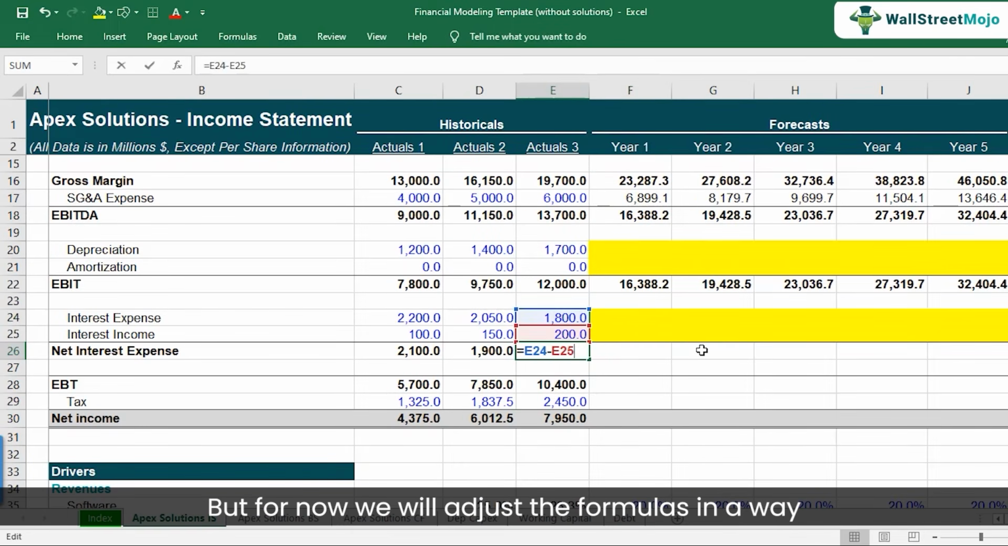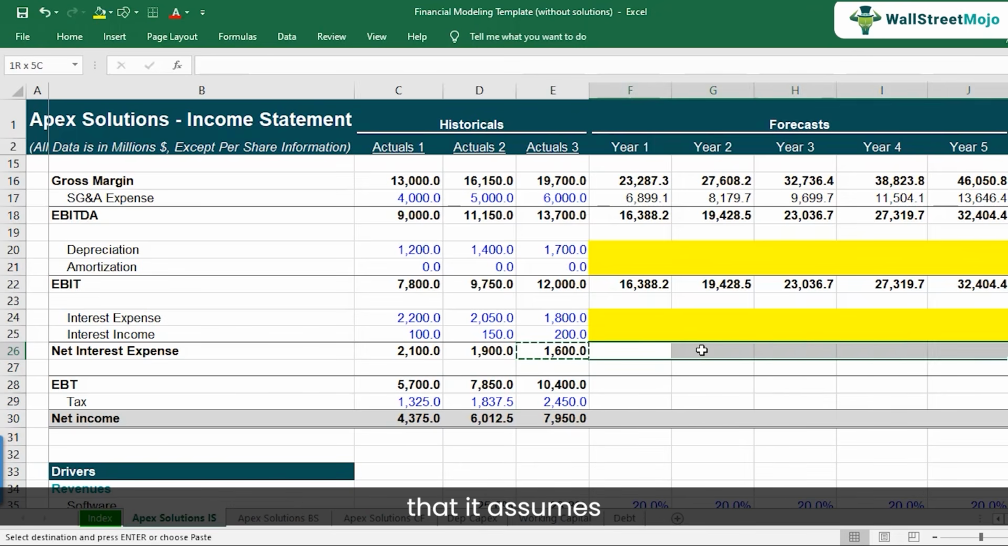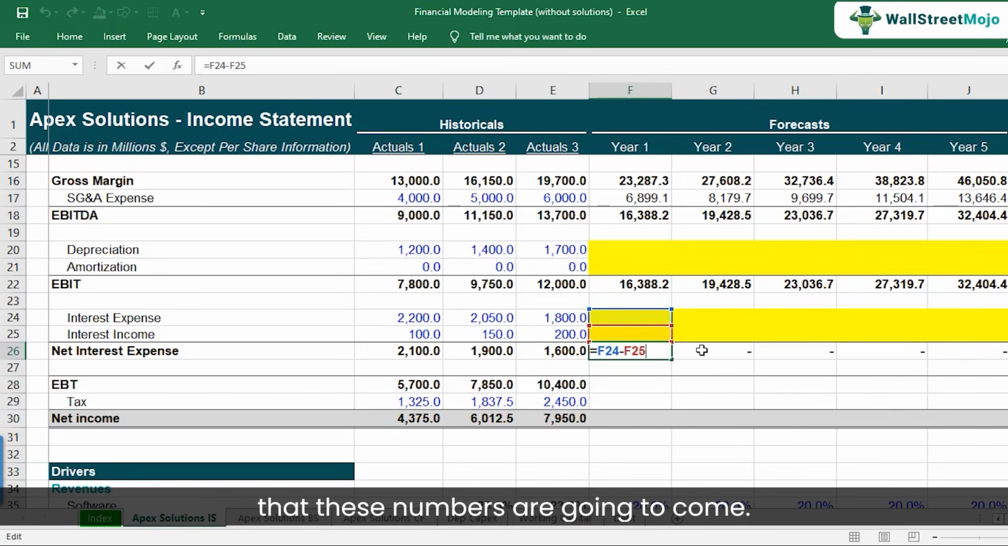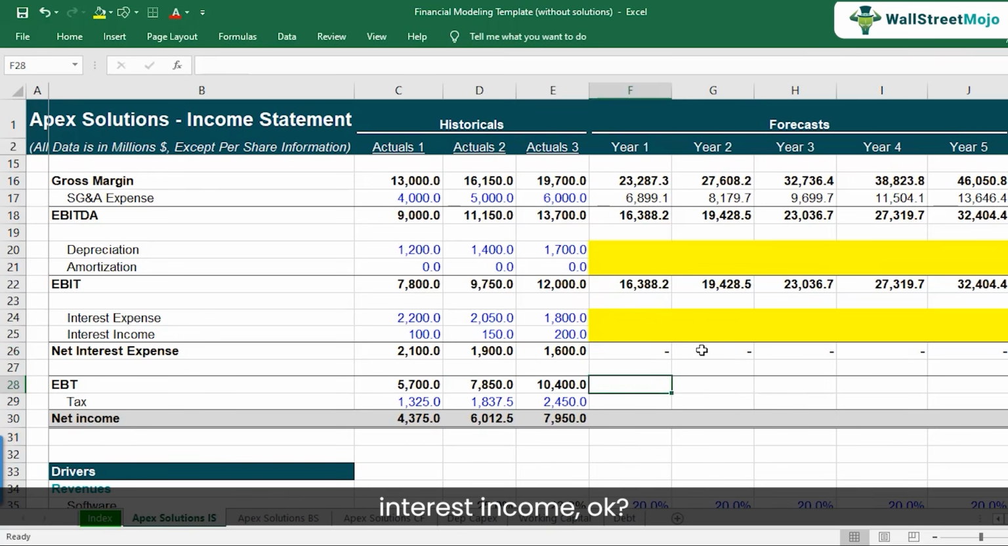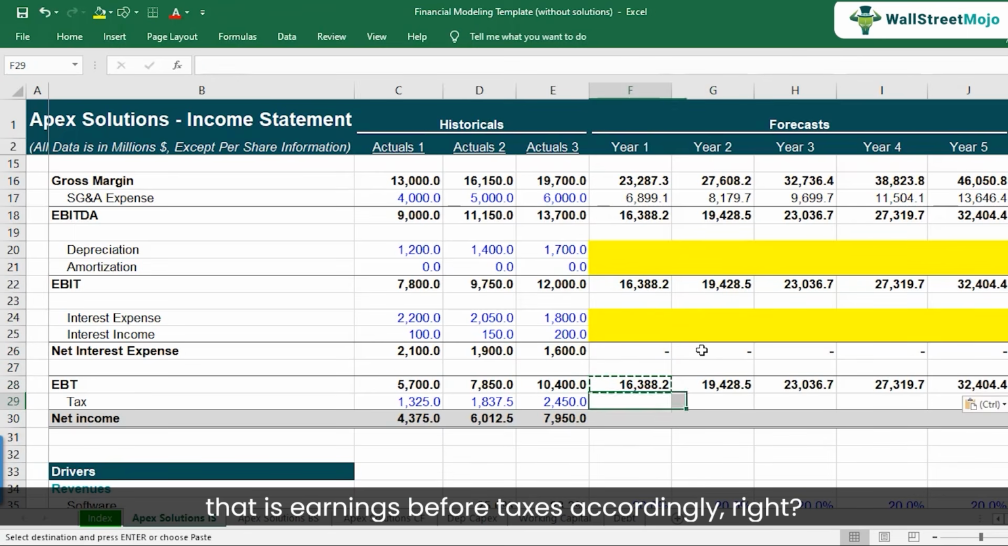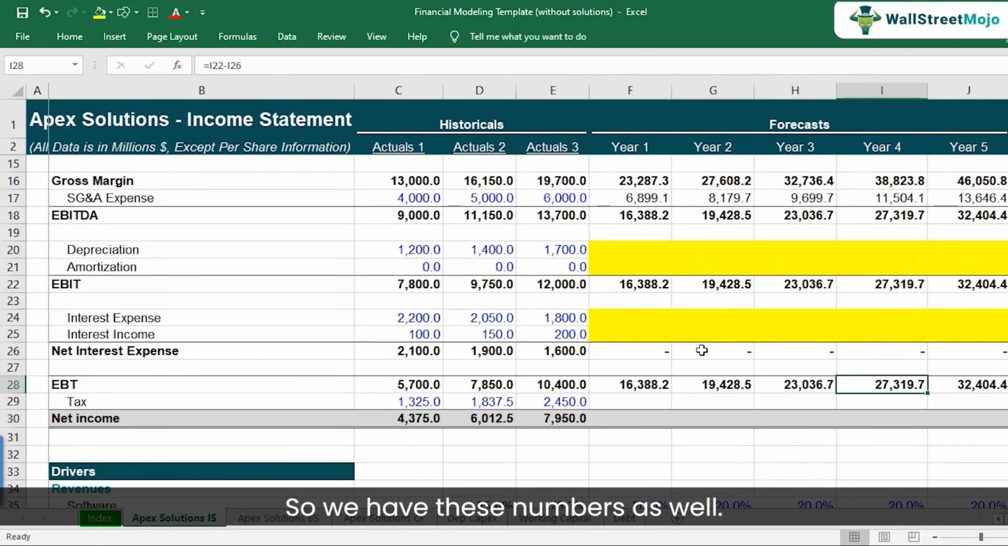But for now, we will adjust the formulas in a way that it assumes that these numbers are going to come. So net interest expense will be interest expense minus interest income. So we can calculate the EBT, that is earnings before taxes, accordingly, right? So we have these numbers as well.